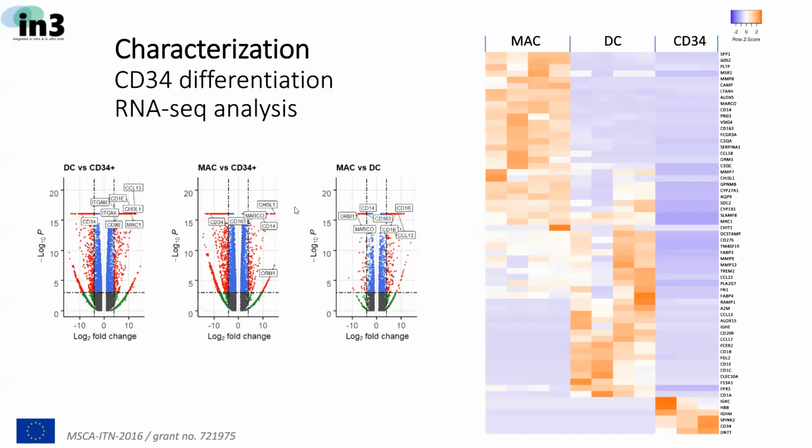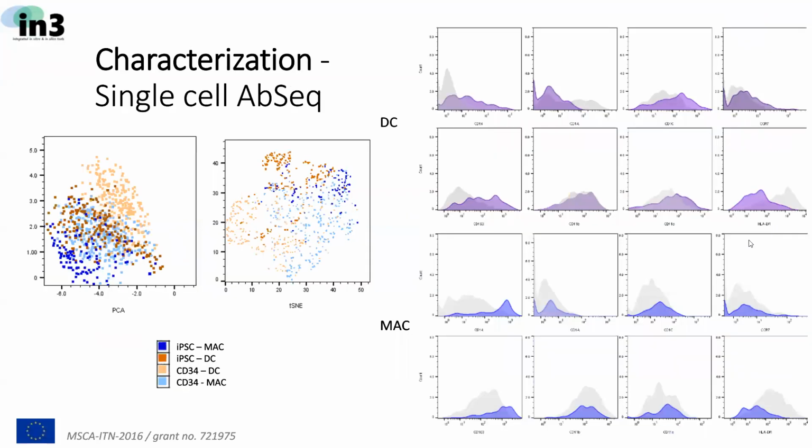We used RNA sequencing analysis to characterize the CD34 differentiation towards dendritic cells and macrophages. We can see that some macrophage markers, such as MARCO and CD163, are uniquely expressed in the macrophages. Also, some dendritic cell markers, such as CD1E and CD1C, are uniquely expressed in dendritic cells. However, the gene profile of these cell types suggests there is a mixture of cells rather than pure populations of macrophages and dendritic cells. This is why we used single-cell sequencing to further characterize these models.